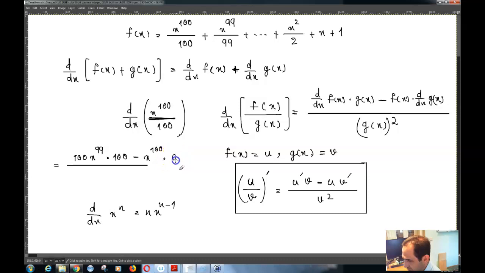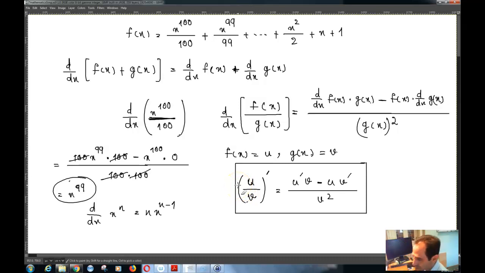This is just a constant function, so you get the 0 over here, and then you have the denominator, this function whole squared, which is 100 times 100. And I suppose you get the hundreds, and you can cancel these two out and get x raised to the power 99. So that's one way of finding the derivative of this kind of function.